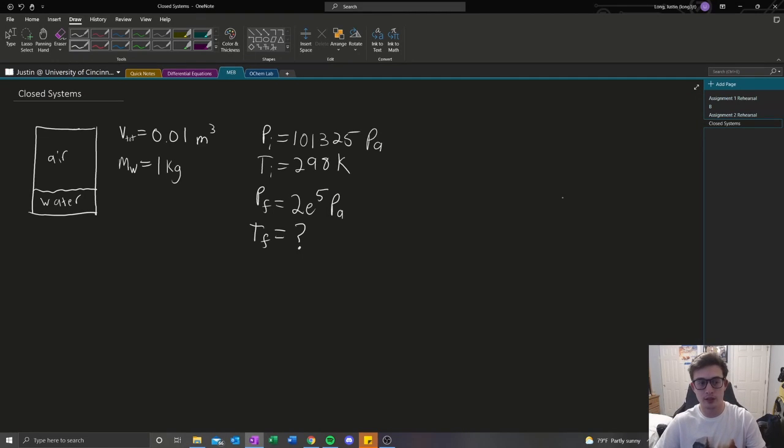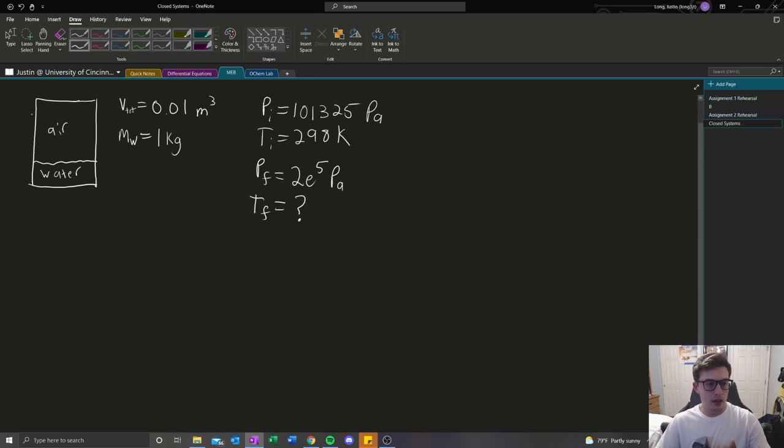Today I'm going to be discussing closed systems operating under ideal conditions. So we've got a container, as you can see on the screen. It's a closed container with air in it and then a little bit of water at the bottom.